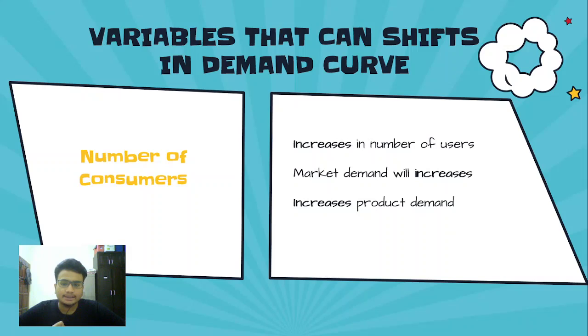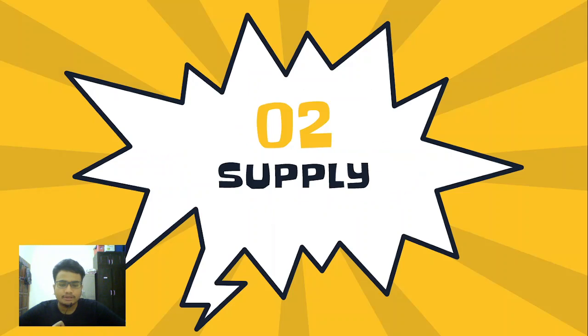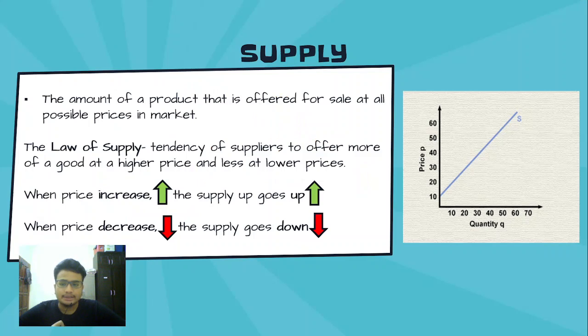The next is the number of consumers. If the number of users increases, the market demand will increase. As an effect, the product demand in the market will increase too. The next is about supply. Supply is the quantity of a product that is offered for sale at all possible prices in the market.